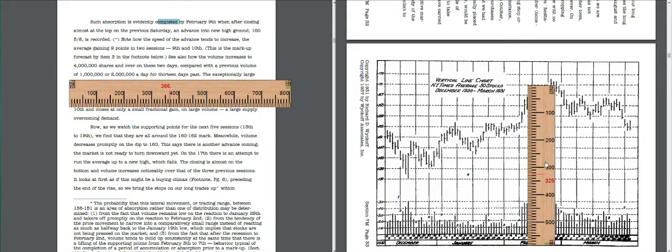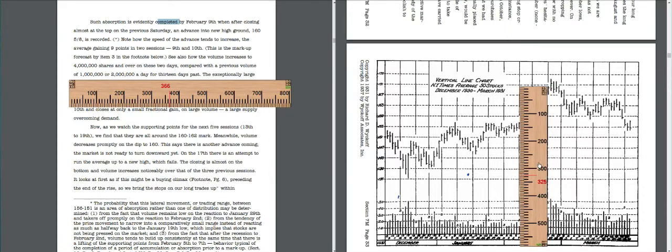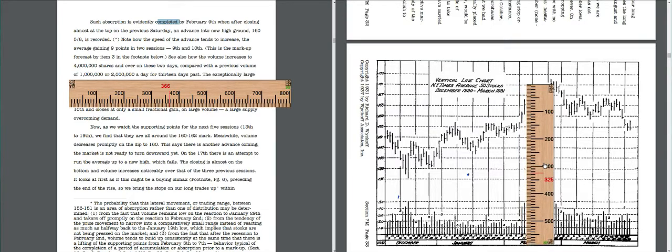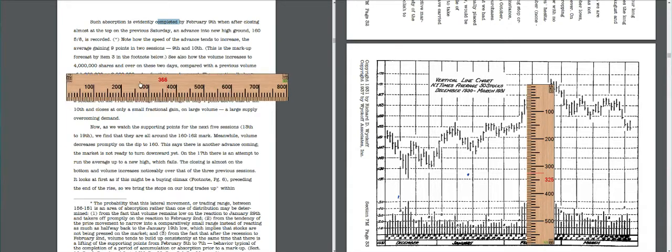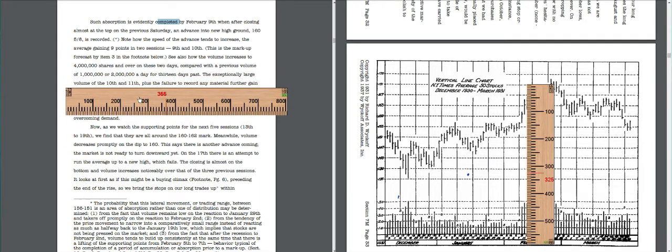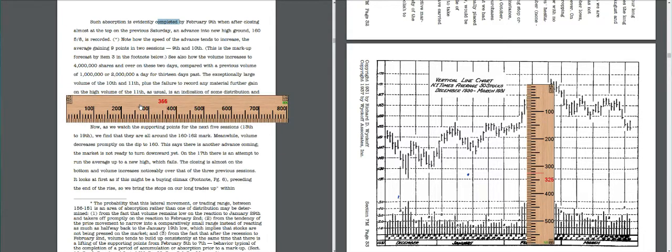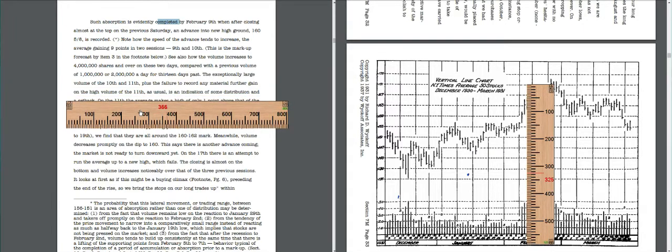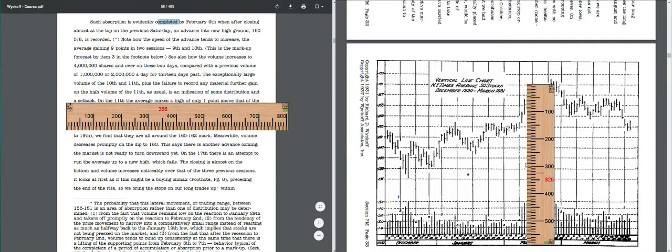All he's saying is, oh, look at this, 1 million, 2 million right here. And now, bang, look at that, 4 million, bang, almost 5 million. You see how it's increasing? See how that volume is spiking? This is exceptional. So this exceptionally large volume plus the failure to record any material gain on the high volume on the 11th, as usual, is an indication of some distribution and a setback.